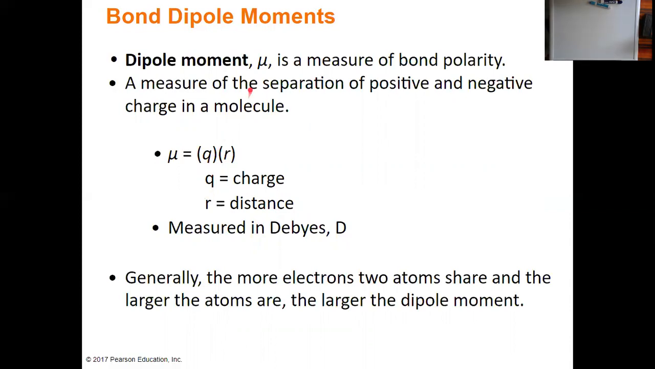And a dipole moment, which gets this little μ symbol here, is measured in what's called debyes, or a big D. Charge is measured in coulombs, distance is measured in meters, and 1 debye is 1 coulomb meter. The more electrons two things share, and the larger the atoms are, the bigger the dipole moment is going to be, because our dipole moment, μ, is measured by Q times r. So if we have a big charge difference and a big radius, this dipole moment is going to get real big.